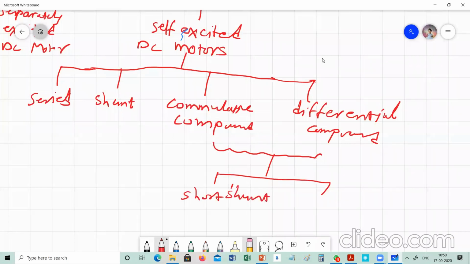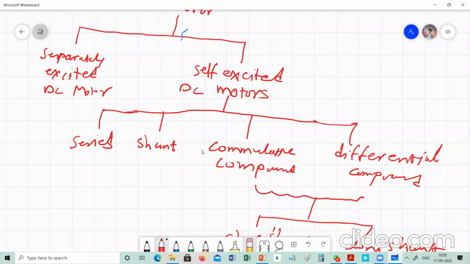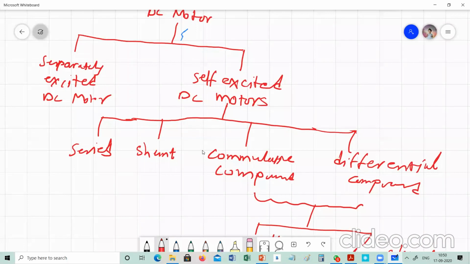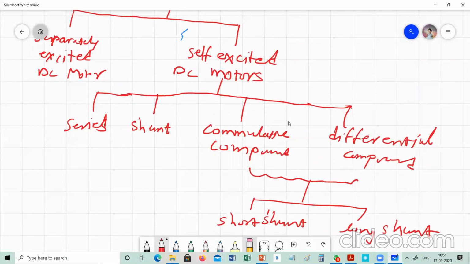Shunt winding is near to the armature, and the second is the long shunt. These are the types of DC motors. You have to remember, DC motors have two types, separately excited and self-excited. Again, self-excited is divided into four types. Cumulative and differential have two windings, and these two windings can be connected either in short shunt fashion or long shunt fashion.